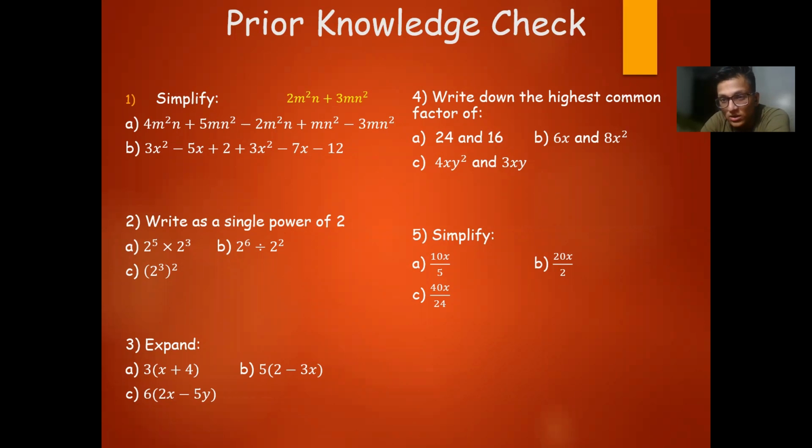We solve the next question similar to how it was done in A, and you get an expression like this. Question 2 talks about using single powers, and it briefly talks about how we use the laws of indices. So the first one here, if you memorize the first law, you would know that the answer would be 2 raised to 5 plus 3, which would mean it will be equal to 2 power 8. The next one is 2 power 6 divided by 2 power 2. So the answer would be 2 power 6 minus 2, which will give us 2 power 4.